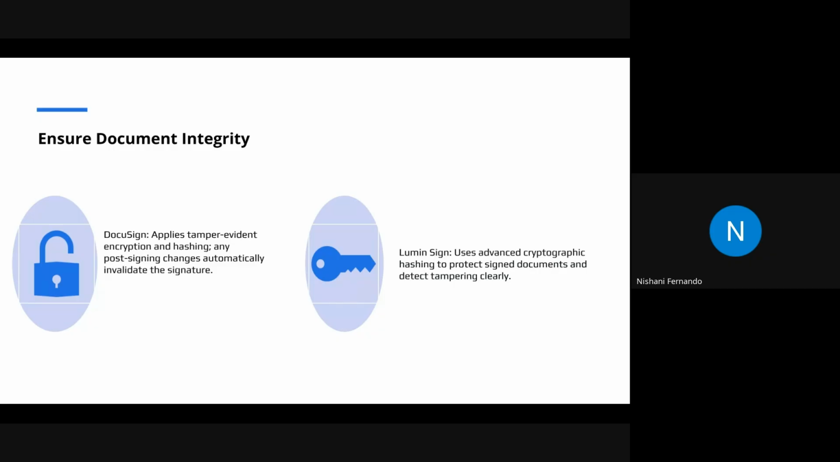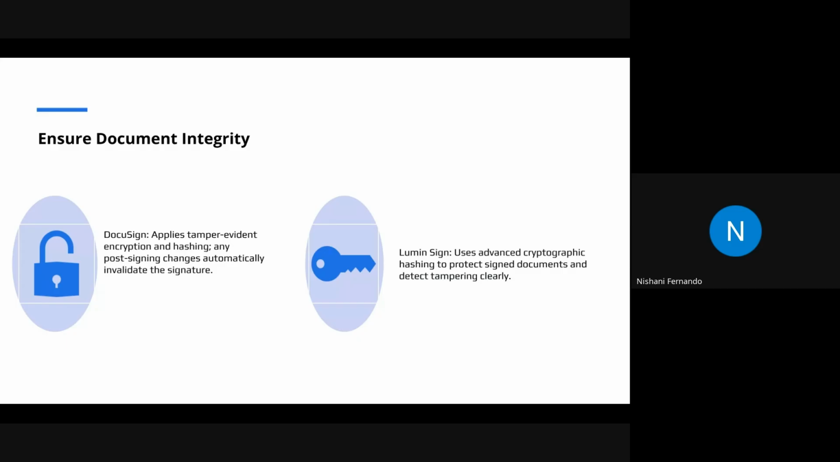And the second one is ensure document integrity. This is what I explained to you earlier, that the document must be hashed when we release the document to the digital signature platform, and once the recipient opens the document, again, it needs to be hashed. This hashing is more for security.